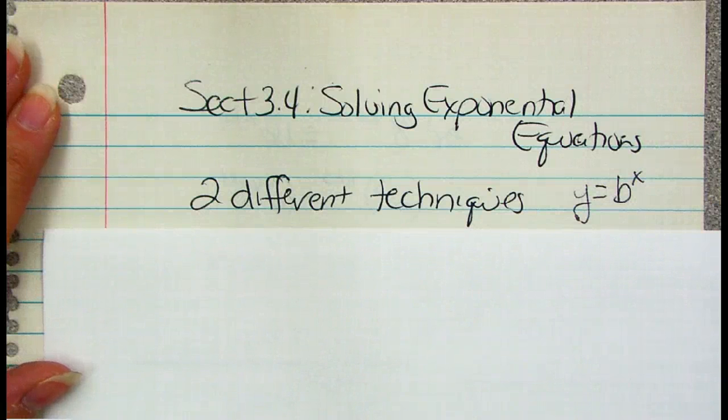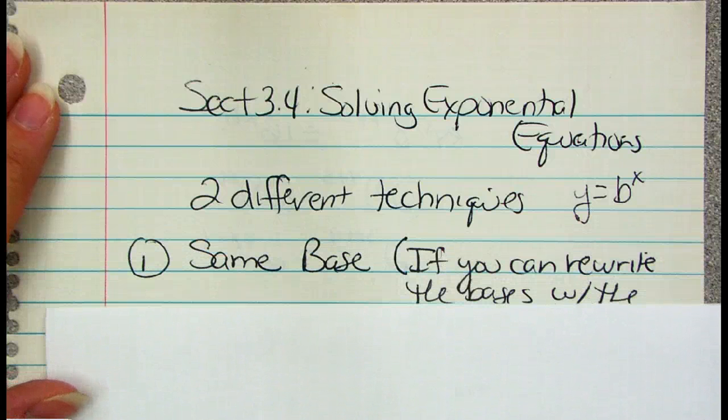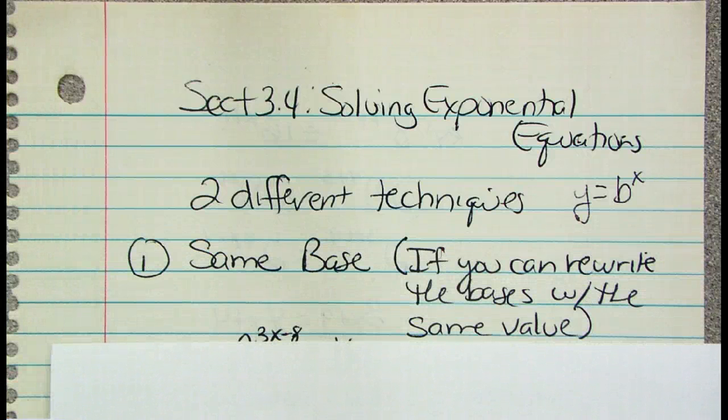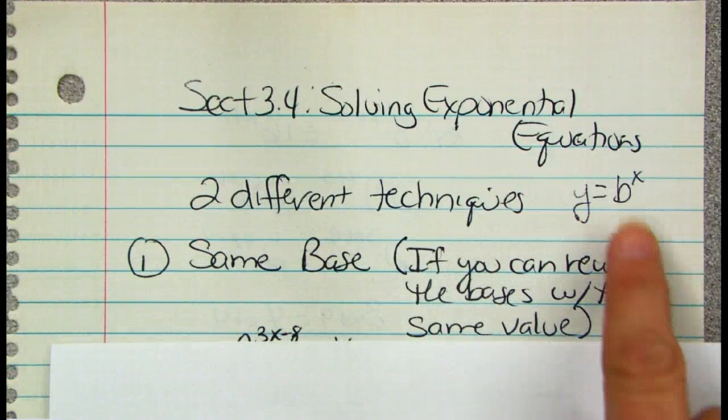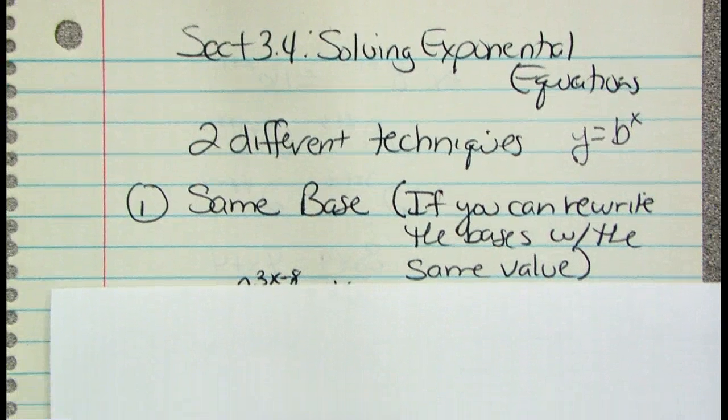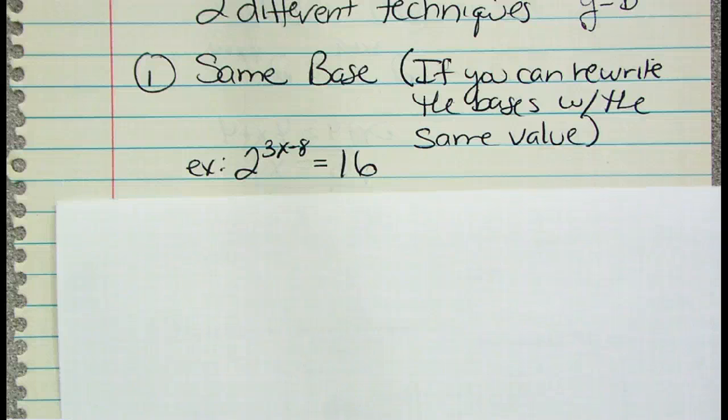Which is that there's no logs at all. And so now we're going to be solving for x. So the first way is called same base. And the base is b. If you can rewrite the bases with the same value, then you're going to use this technique called same base. Let's go ahead and go through a couple of examples.